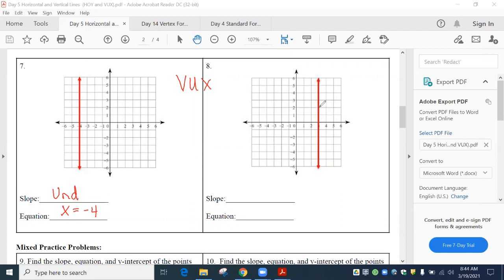Okay, this one right here is a vertical line once again. So it's VUX. The slope connects with the U in VUX, which means undefined. And then the equation would be X equals, and this crosses the X-axis at 3, so X equals 3.